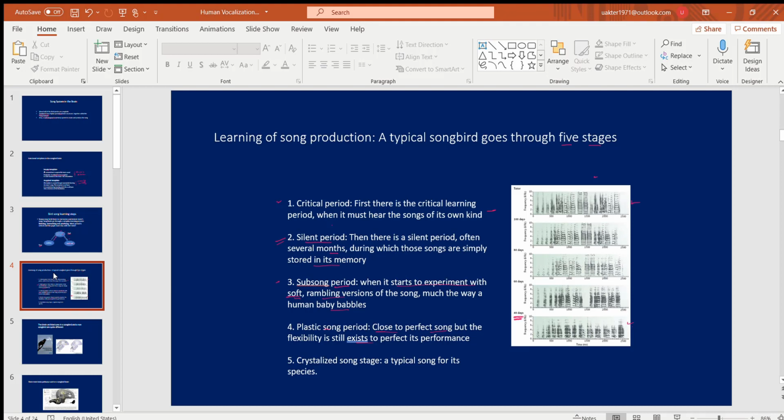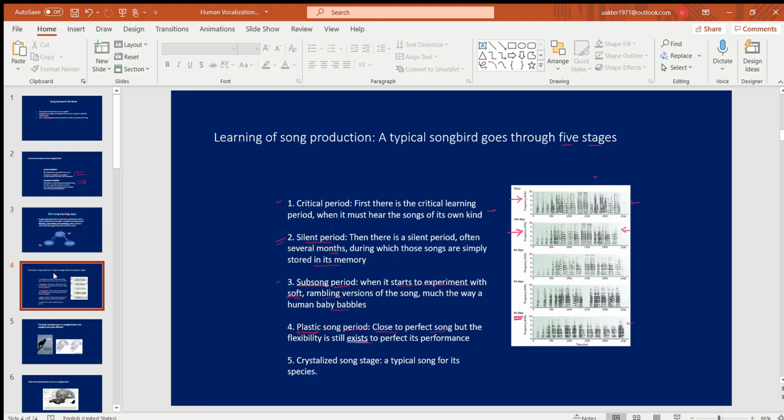That's why it is called plastic. That means during this time you have flexibility in the song. And then the crystallized stage, which is the most mature stage. So you will see pretty solid structures and articulations. This is the tutor song, the parent's song, and this is the crystallized stage of the pupil's song.